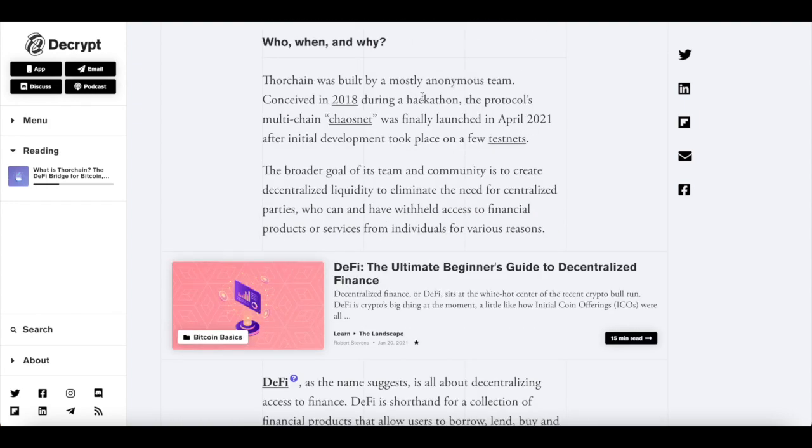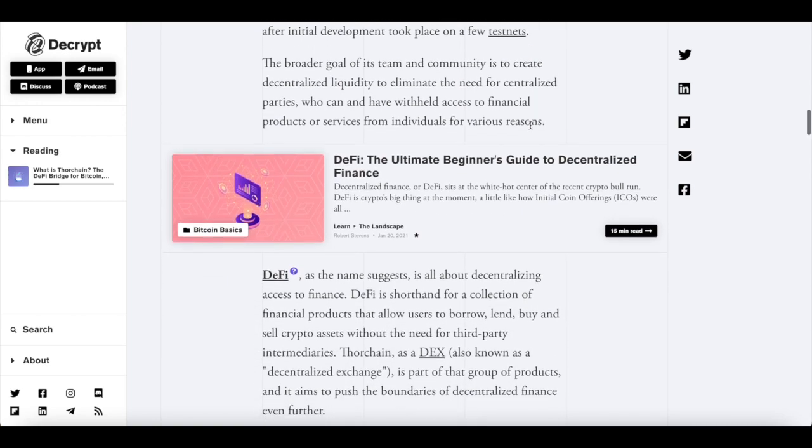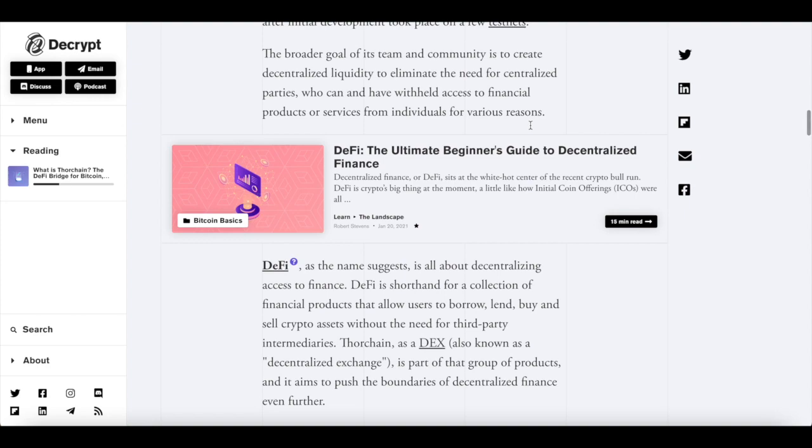THORChain was built by a mostly anonymous team. Conceived in 2018 during a hackathon, the protocol's multi-chain chaosnet was finally launched in April 2021 after initial development took place on a few testnets. So the broader goal of its team and community is to create decentralized liquidity to eliminate the need for centralized parties.